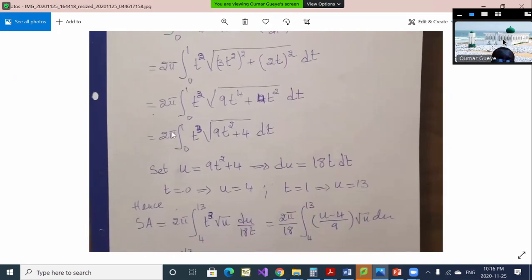So from this step here, I just substitute. I'll get 2 pi integral from 4 to 13. I still have my t cube, and here I have root of u. And the dt, we can get it from here. So dt is going to be du over 18t. So you substitute here the dt by its value, and we simplify t. So we simplify t here and 1t here. It becomes now t squared.